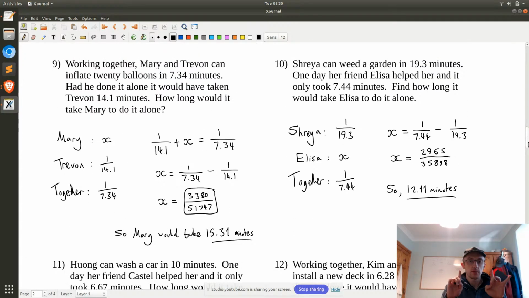Okay, now keep in mind the practical, the real. So over here with Mary and Trevon inflating balloons, this is actually kind of okay because you can divide up balloons and take them separately, but you're going to have that one balloon, and you can't combine forces with inflating a single balloon. So that's the limit of the mathematics here.